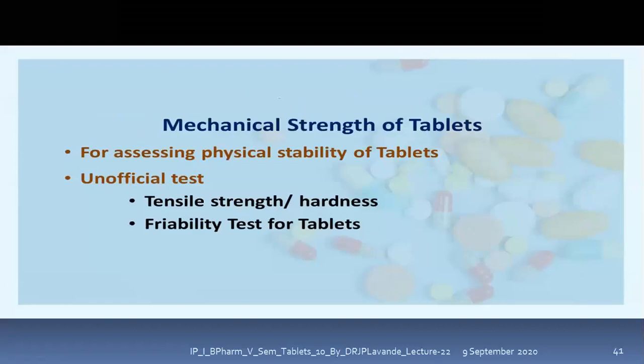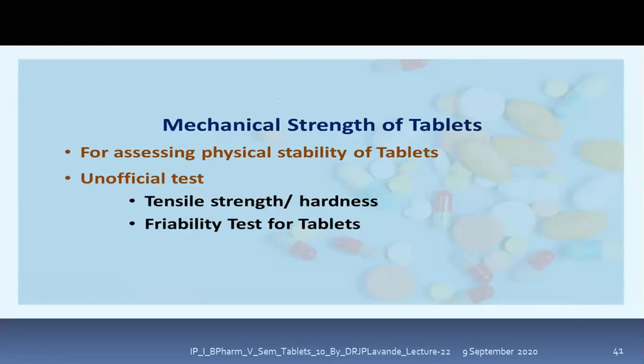Now today we will see the mechanical strength, the friability and size and shape. These are the non-official tests. These are not mentioned in the official pharmacopoeia. That's why these are said to be the non-official tests, right? There are official tests, there are unofficial tests.